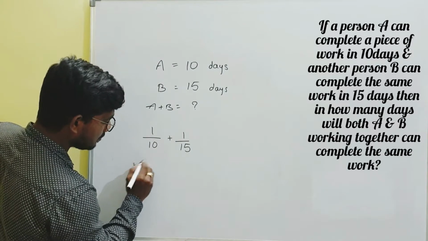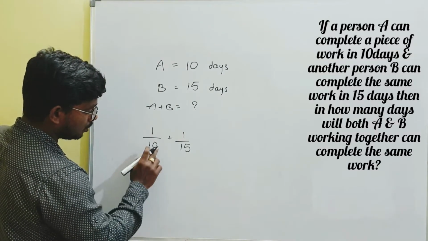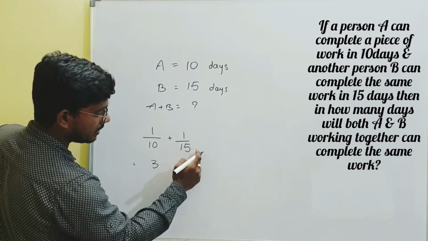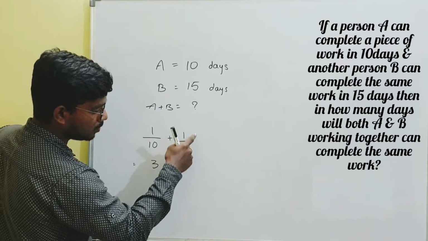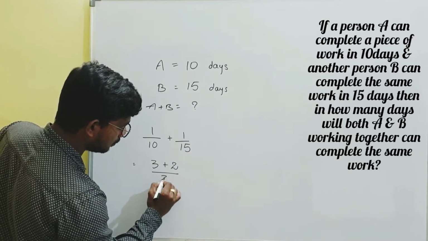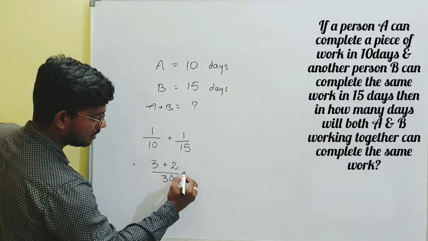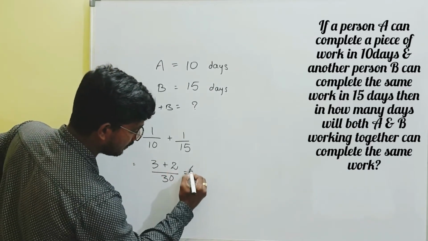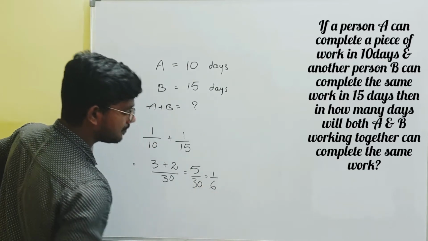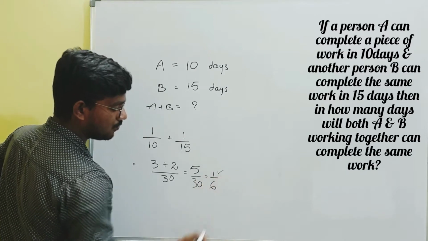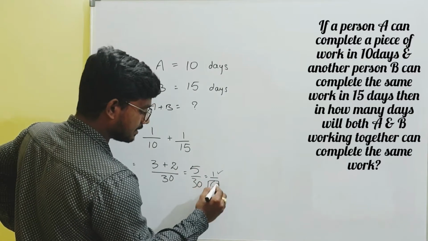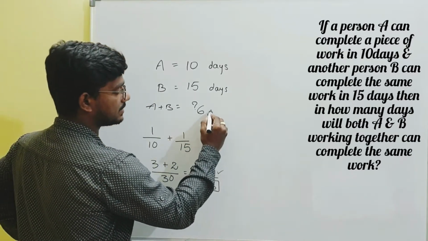Here the LCM for 10 and 15 is 30. By multiplying the numerator with 3 we get 30 in the denominator, and if we multiply with 2 in both numerator and denominator we get 30 in the denominator. So this is how we obtain it. Now adding 3 plus 2 we get 5. So 5 by 30 is nothing but 1 by 6. To complete the entire 1 unit of work, the time taken by A plus B working together becomes 6 days. So our answer is 6 days.